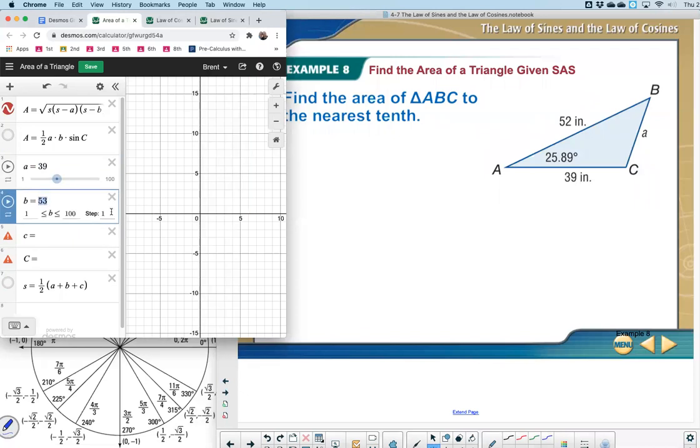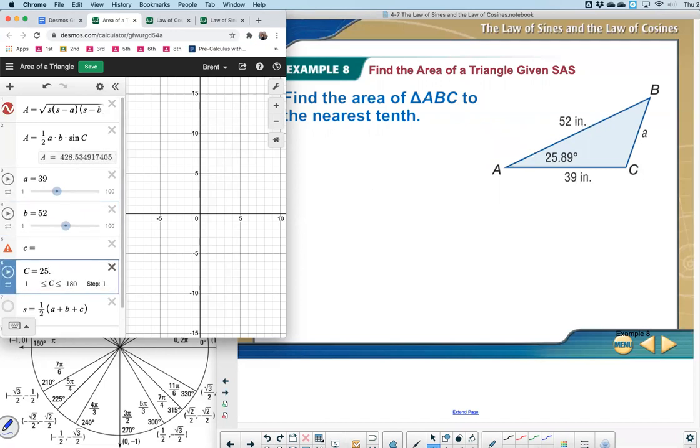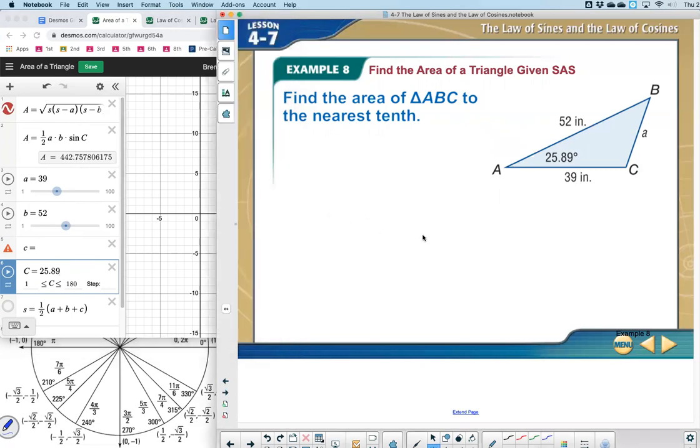The order doesn't matter here. The second side length is 52, and I know my angle is 25.89 degrees. When I type that in, this equation now shows me my area is 442.8 when I round that. Area equals 442.8 inches squared.